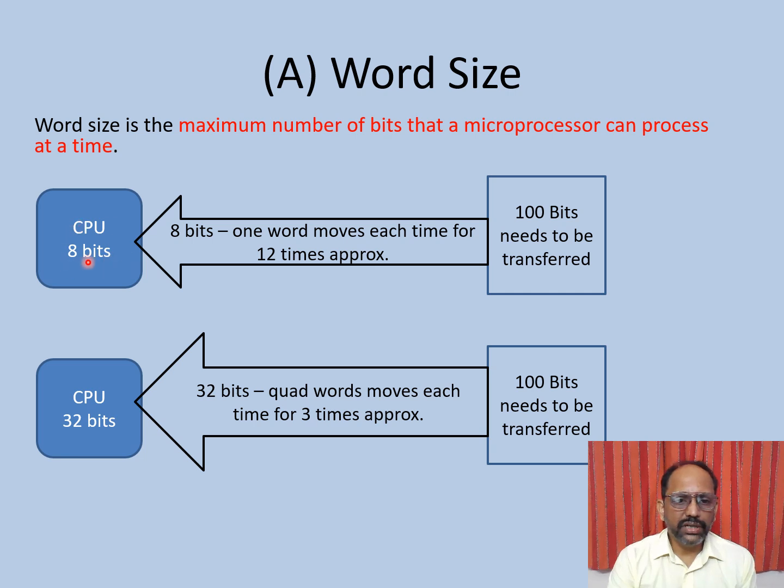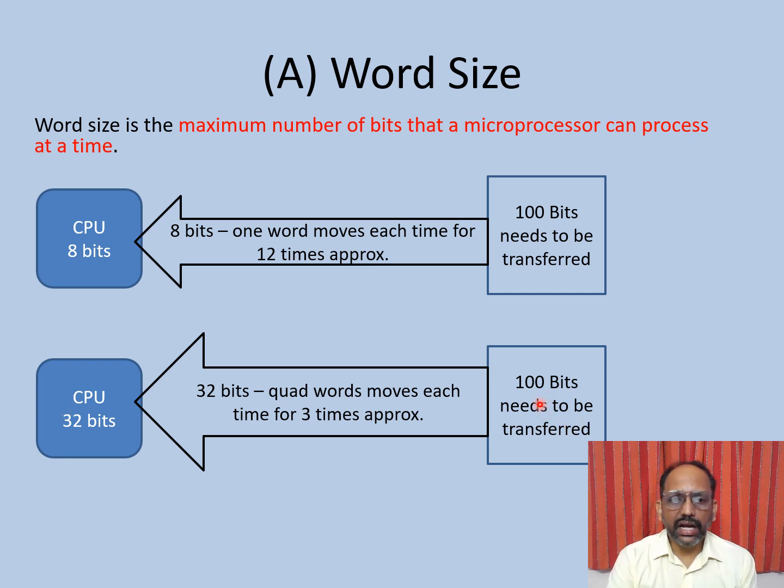If the CPU word size is increased to 32 bits, how does it improve the processing speed? Let us understand. With the same 100 bits, I want to transfer from memory to CPU. What is the word size? 32 bits is the word size of your CPU. That means in one go it can carry 32 bits from memory to the CPU. It can process 32 bits at one time.